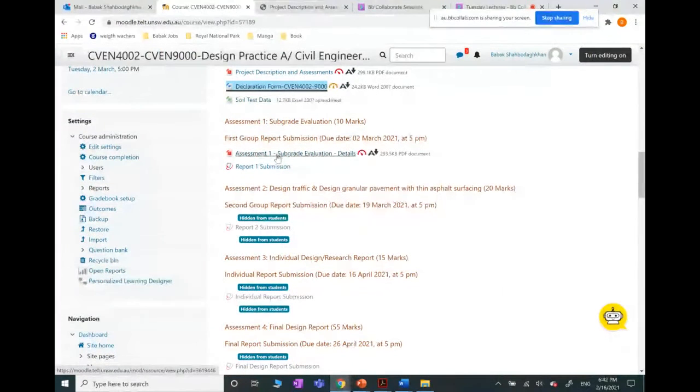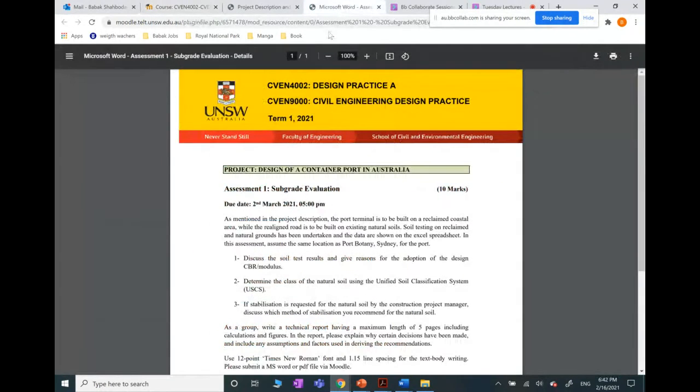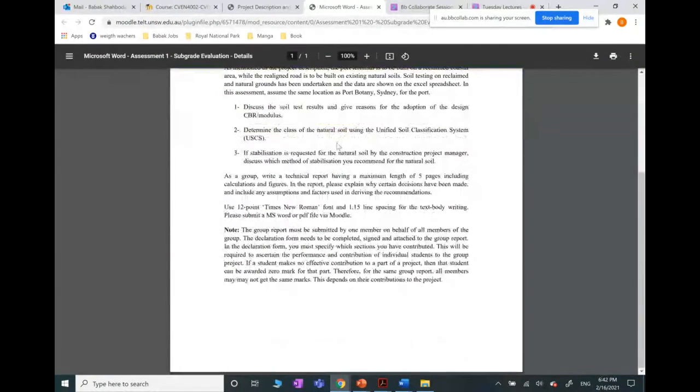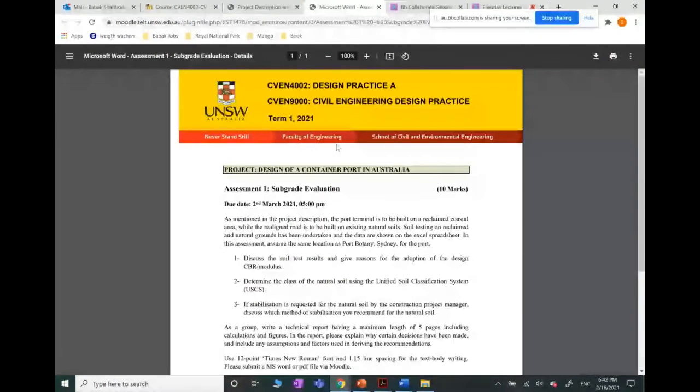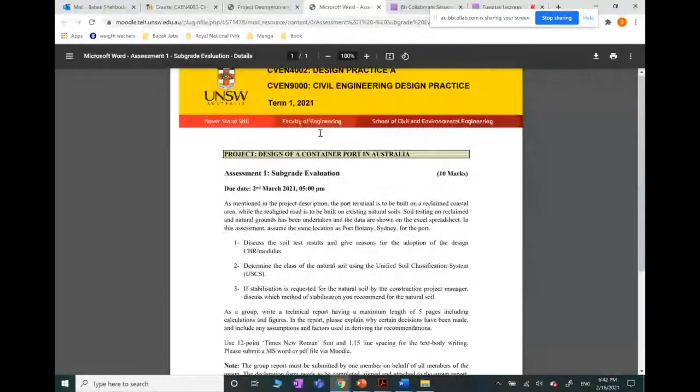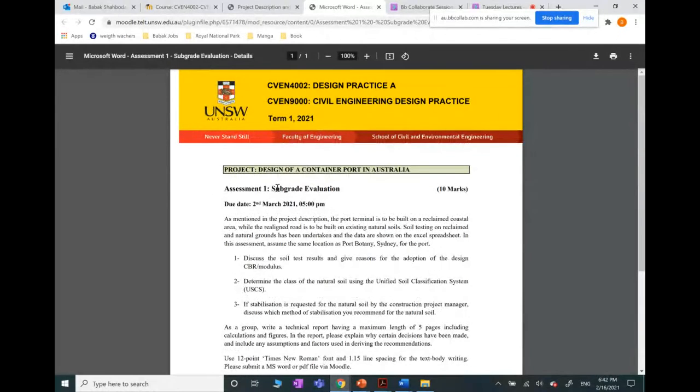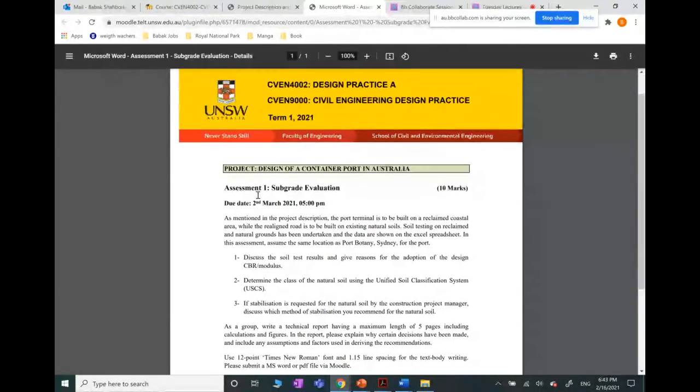And about assessment 1, I will explain it at the end of the lecture. It is about subgrade evaluation. I will go through that one, but since one of the students asked what the page limit is for each report, after finishing each lecture, I will provide you with more details about each of these assessment tasks.